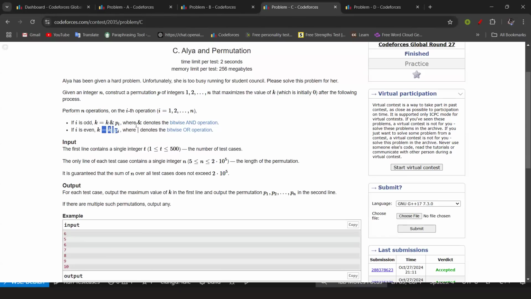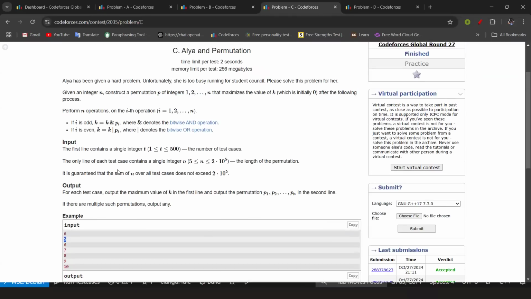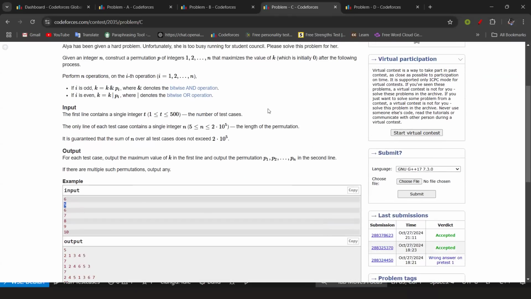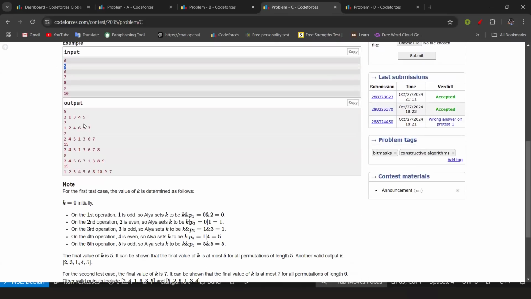Basically, what you need to do is, you are just given an integer n. You need to construct a permutation of size n so that when you perform the operations, you start with k equal to 0. Like you can see for the first test case, n was given as 5. The answer that is given here is this. So if you construct a permutation like this, what would happen? You start with k equal to 0.